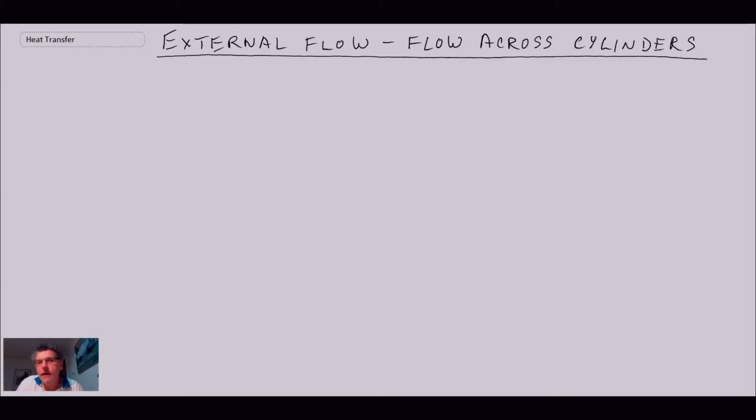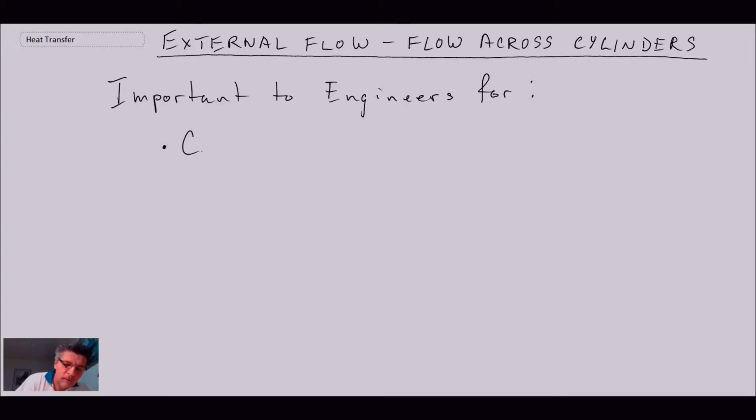So, looking at forced convection across cylinders, this is important to engineers for a number of different reasons. One of the most common applications is within cross-flow heat exchangers, where you would have a tube bundle and flow coming across multiple cylinders, which we'll be taking a look at in a later lecture. But essentially, we have a number of cylinders, so the flow over cylinders is of interest there.